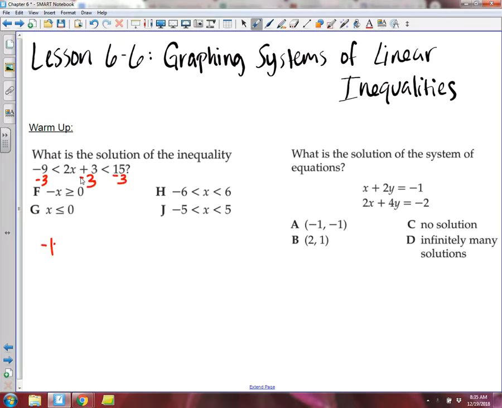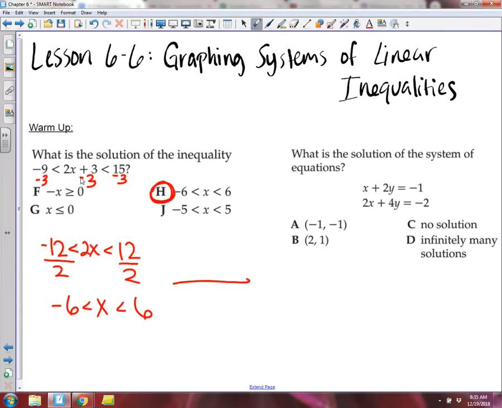So now I have negative 12 is less than 2x is less than 12. Everybody doing okay there? Now how do I isolate the x? So now I have negative 6 is less than x is less than 6. So my answer is, now I don't know if you guys remember this or not, I hope you do, but we typically graph these on a number line, didn't we? You guys remember doing that in the section?